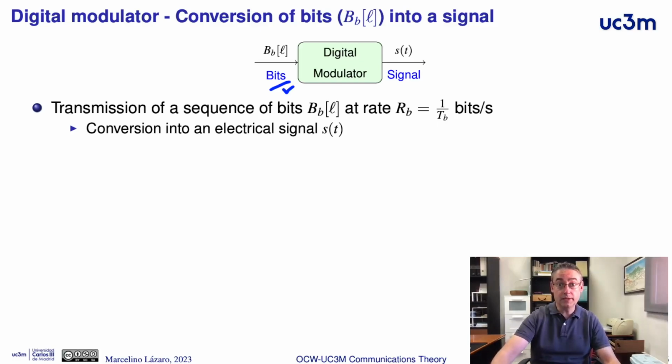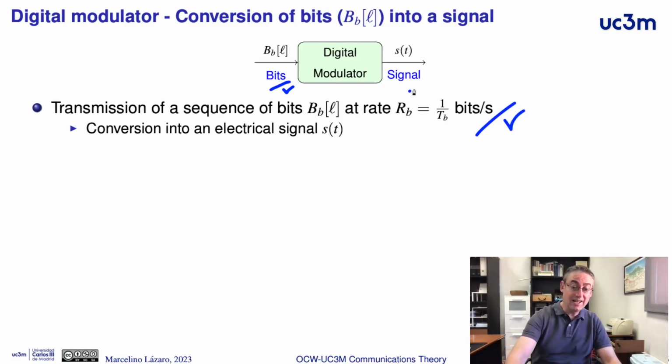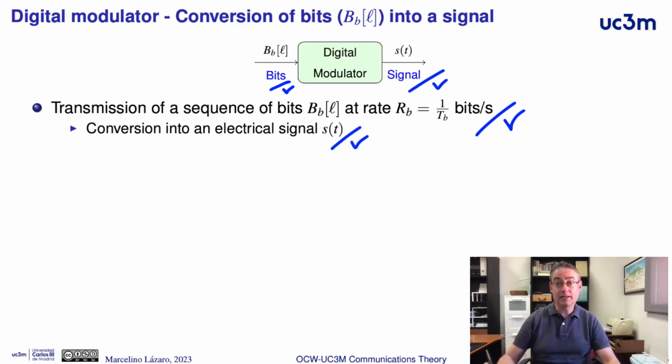The main functionality of a digital modulator is the conversion of bits, the bits containing the information that we want to transmit and that are transmitted at a given binary rate RB bits per second, into a signal, a continuous time signal, an electrical signal that is appropriate taking into account the characteristics of the channel that is going to be used during the transmission.